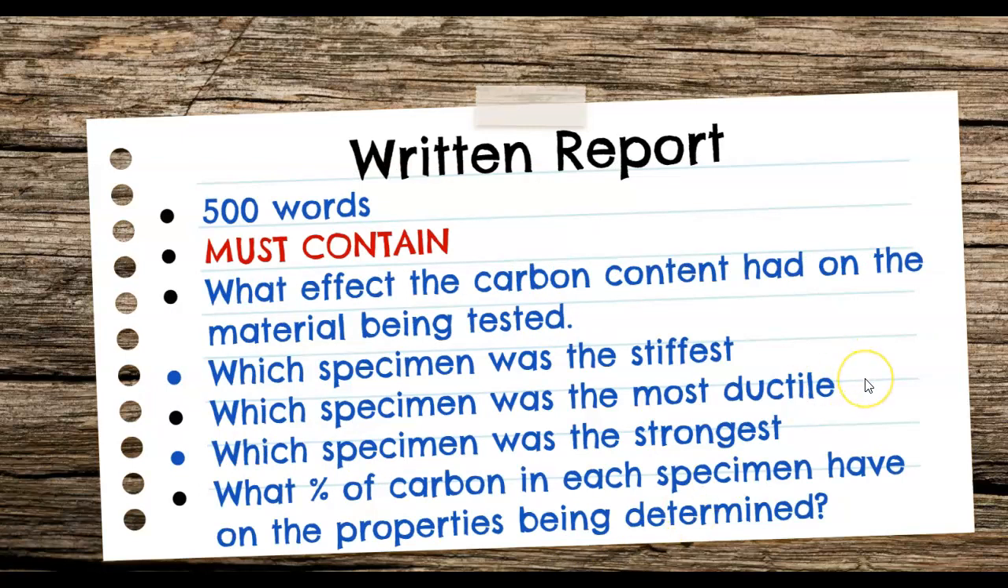The final bit is a written report where you're going to put all of this together. Now it doesn't have to be War and Peace. Please don't make it War and Peace, just keep it simple. All right, so 500 words. Aim over 500 words as a minimum, but around 500 words. However, it must contain what effect the carbon content had on the material being tested.